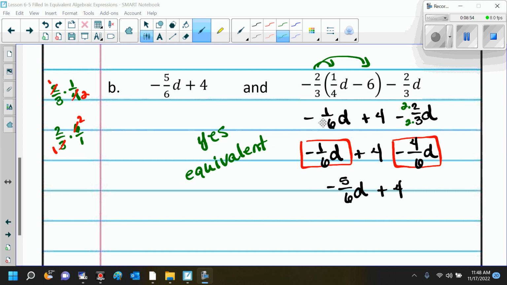Now, when we combine 1/6 and 2/3, we need to get common denominators. The common denominator with 6 and 3 is 6. So we're going to multiply times 2 in the numerator and the denominator, and that gives us 4/6. So now we can combine our like terms. So negative 1/6D plus a negative 4/6D is a negative 5/6D. And then we're going to add 4. So once we simplify it, then we can compare, and you can see these are equivalent.